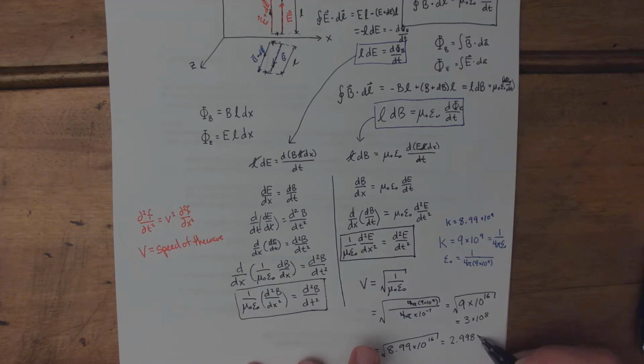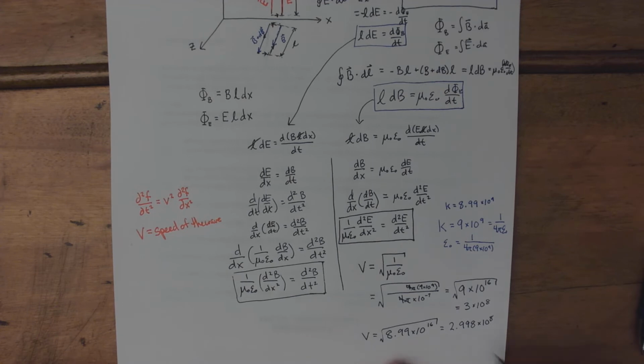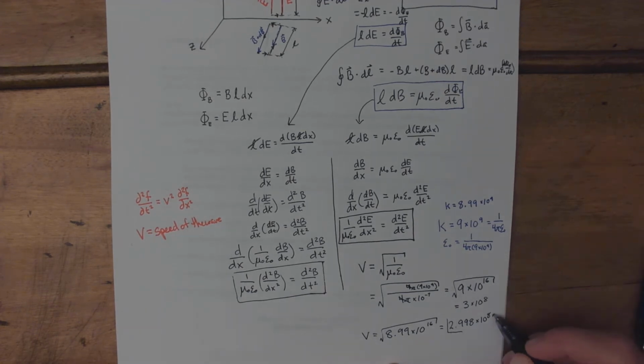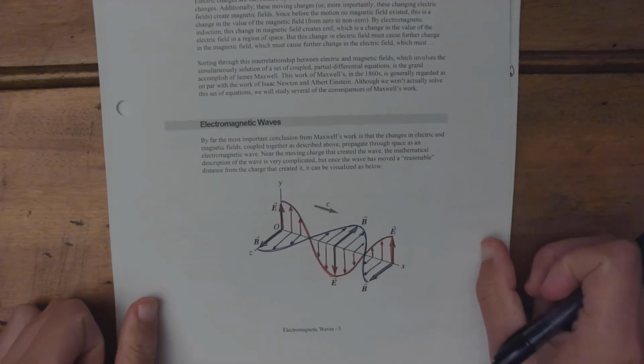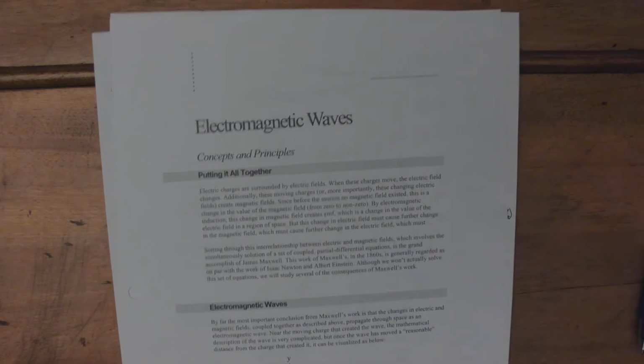times 10 to the 8th. And the units, since it's a speed, would be meters per second. Can you tell me what this is? This was the speed of our wave, and this is the speed of light. So we have a magnetic field and an electric field which are oscillating, and the speed of the wave is the speed of light. So this is our light wave, and this is the electromagnetic waves section.